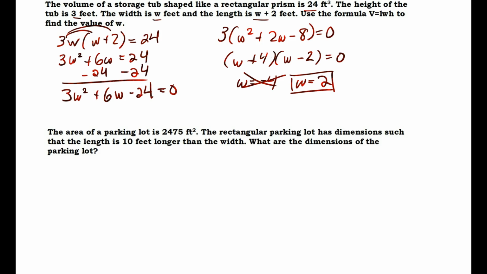All right. So the area of a parking lot is shaped like a rectangle, everybody. And it says that the length is 10 feet longer than the width. So the length is the width plus 10, and the width is simply W. And now we know that length times width is going to give me 2,475.